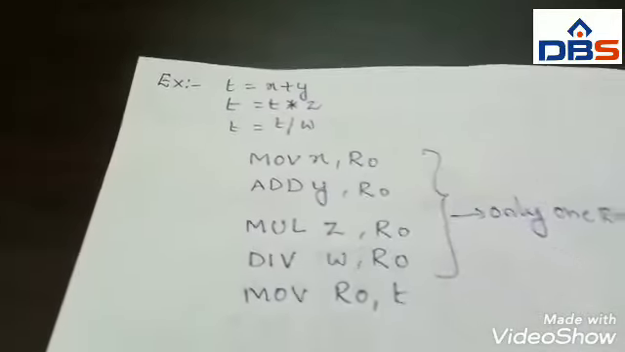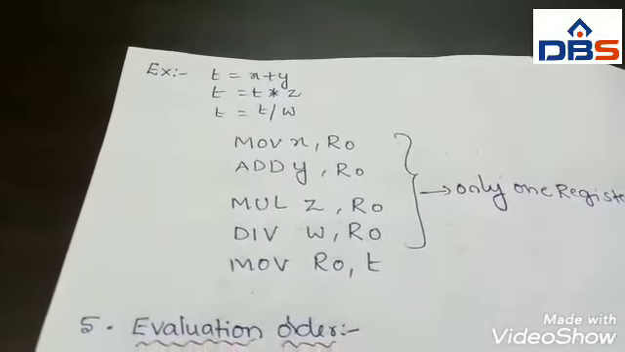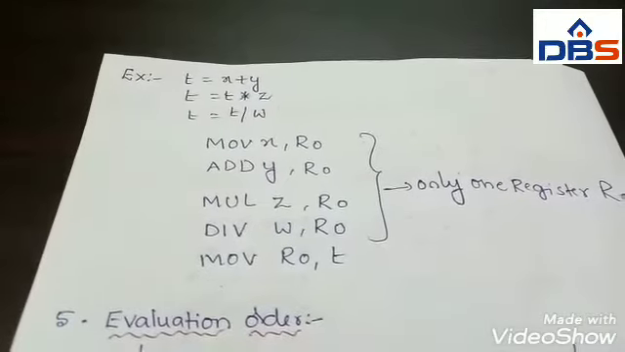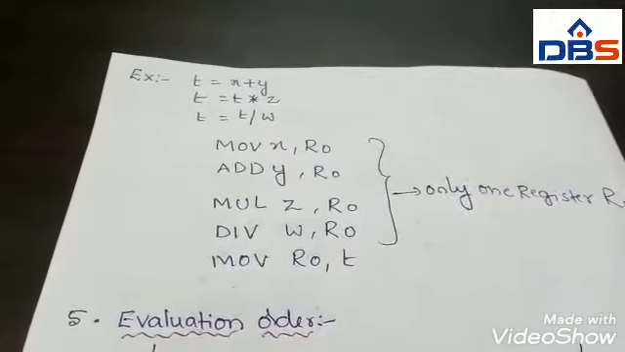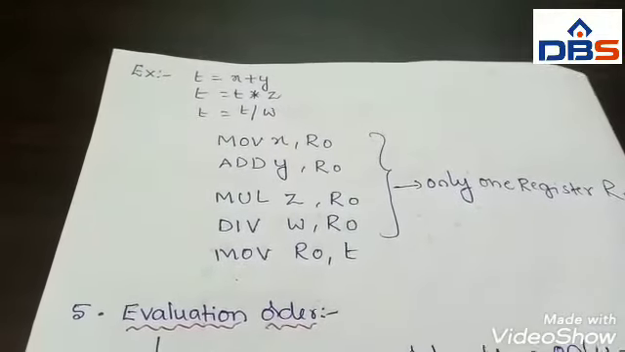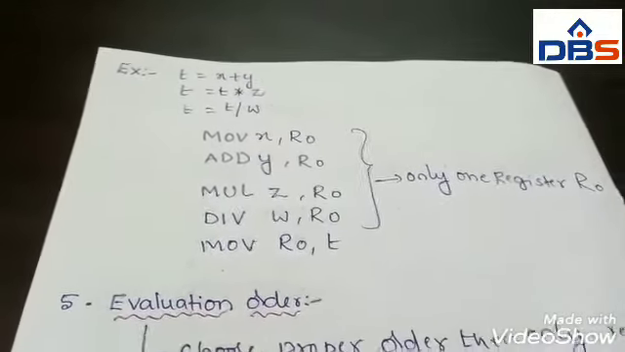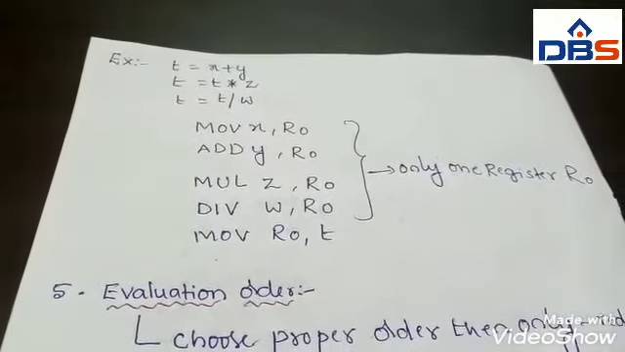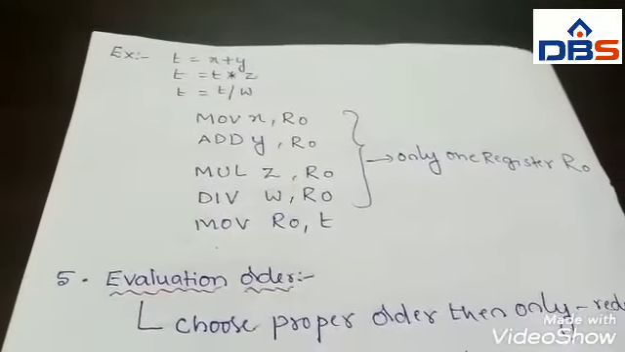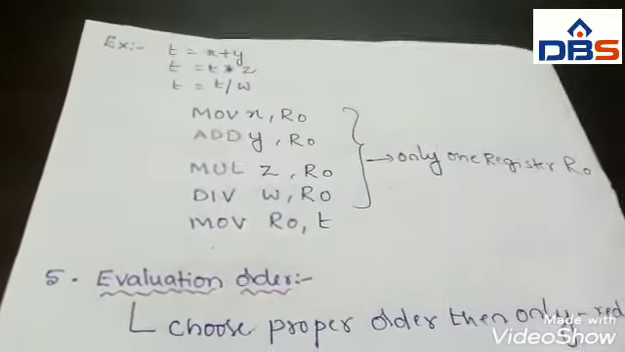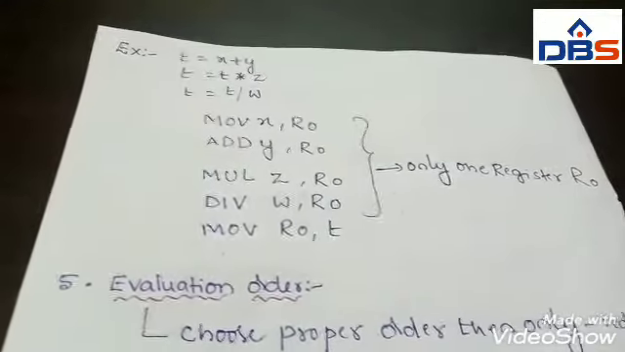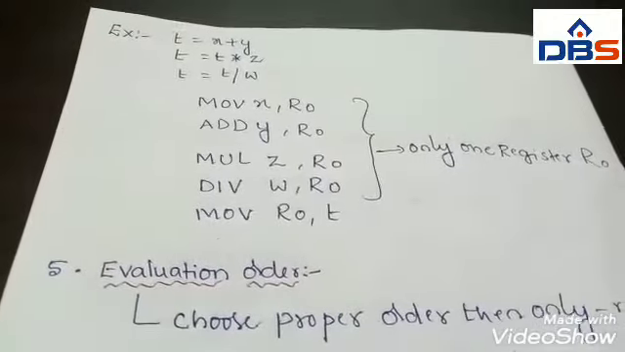Here we did not use a register for the temporary variable t. We did not allocate a register for t. Here we allocate registers only for y, z, w. That means only one register R0 is used to perform all operations. So here register allocation is also an important issue.